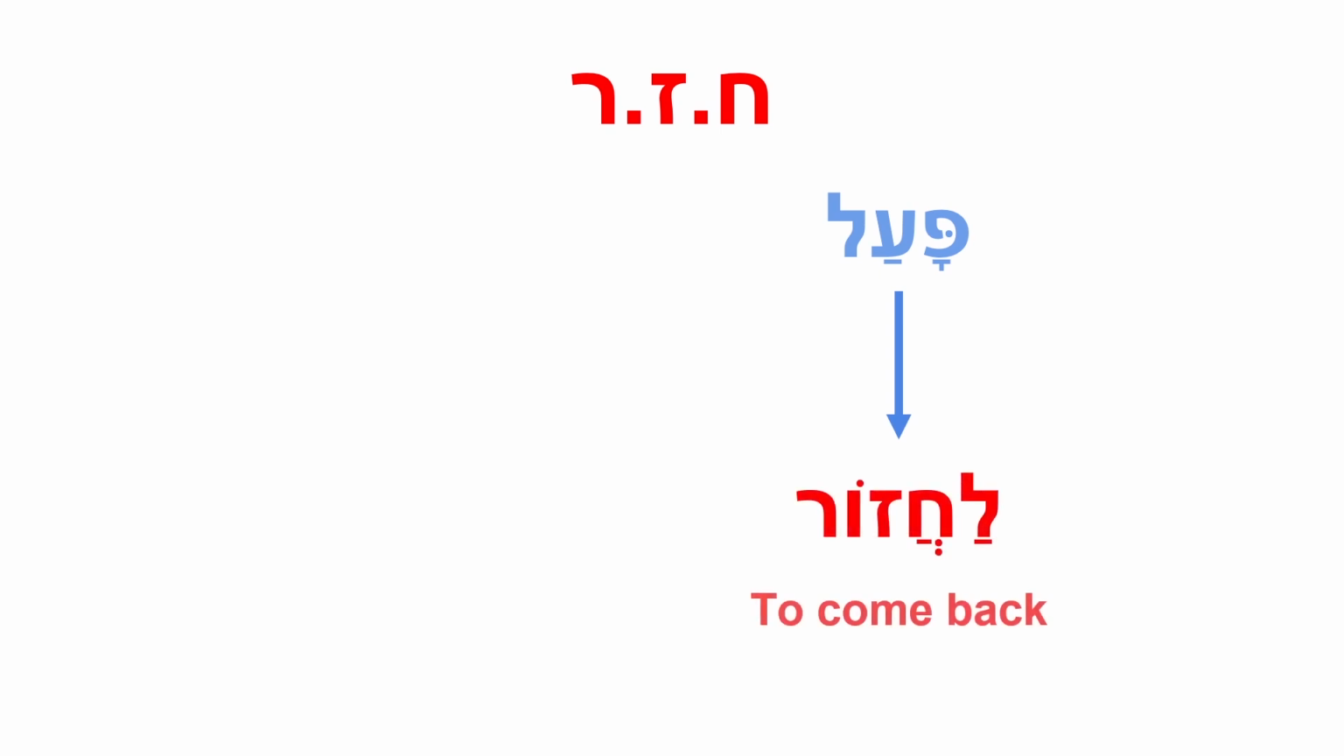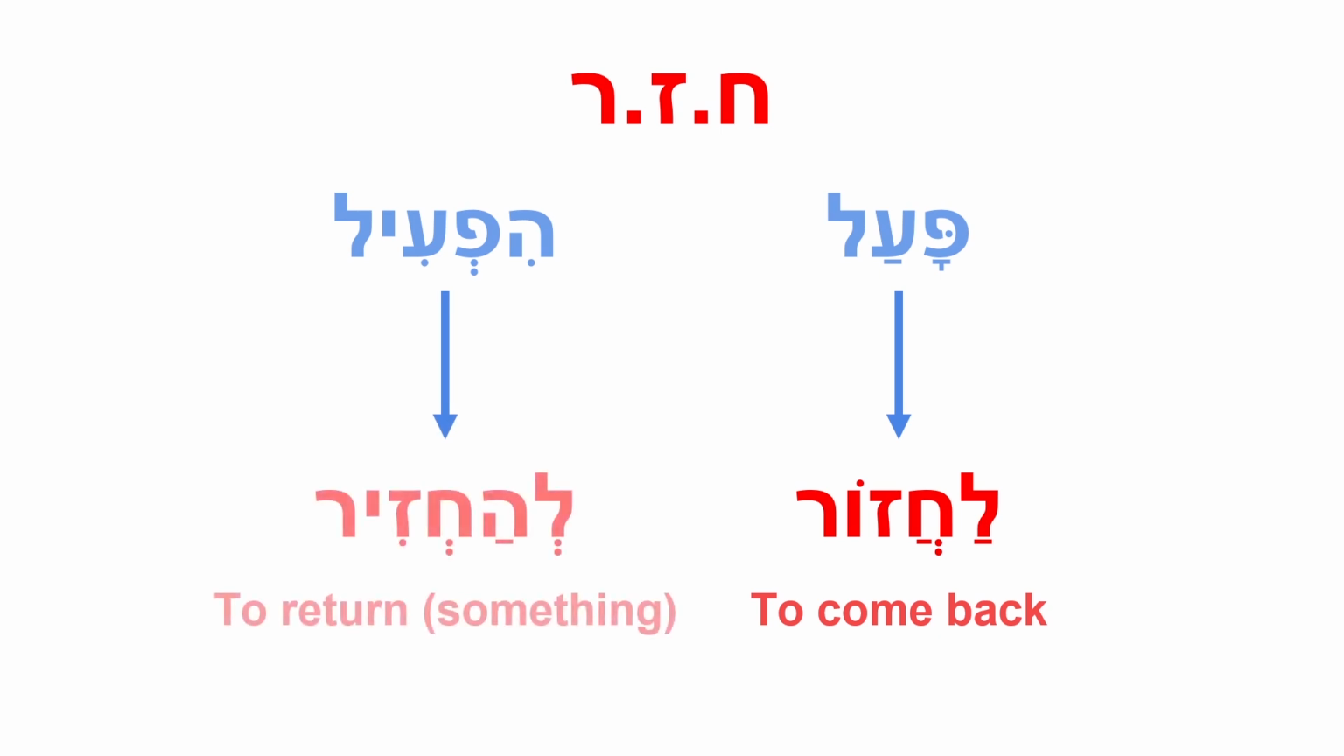Chet zayin resh, a root that gives us an idea of coming back or returning. So if we apply it to binyan pa'al, so as we remember, pa'al is a simple action, alone, nobody is involved. The verb will be lachzor, to come back. If we apply it to binyan hif'il, which is the most active binyan, the most influencing, the most intense, the most coercive action, it will be lehachzir, to return something or someone. So this is an action I'm performing on someone.